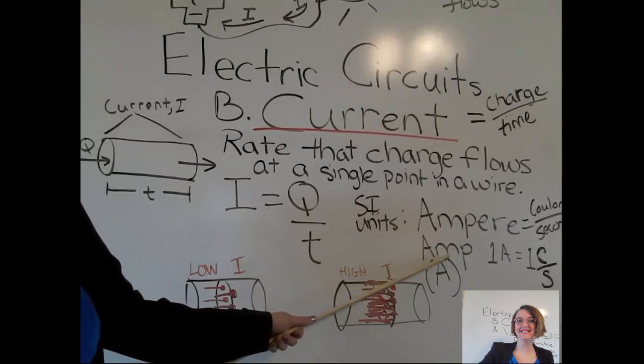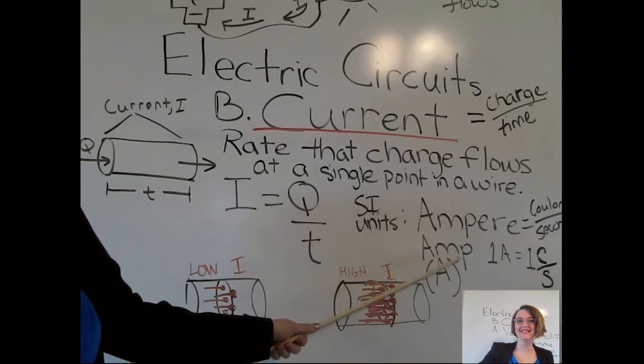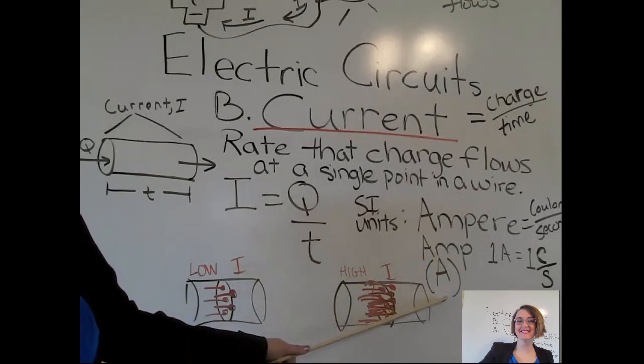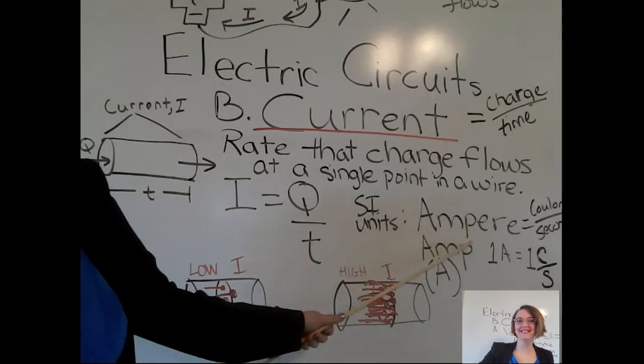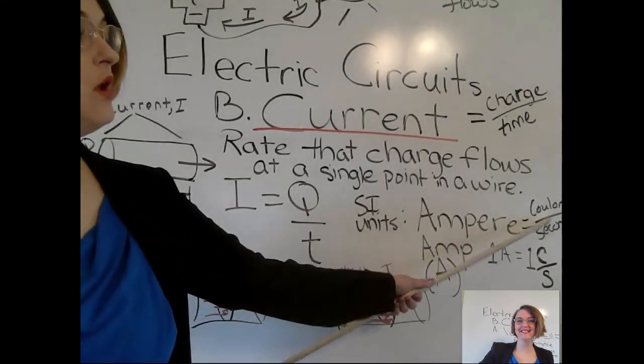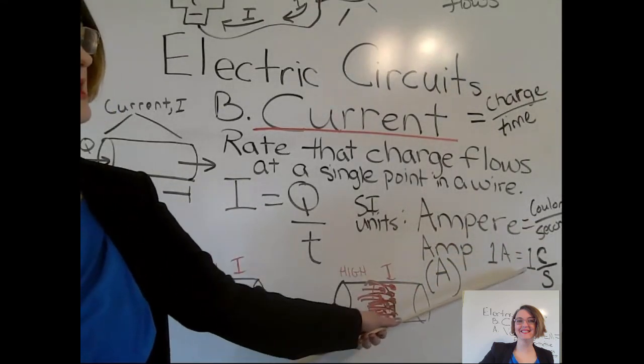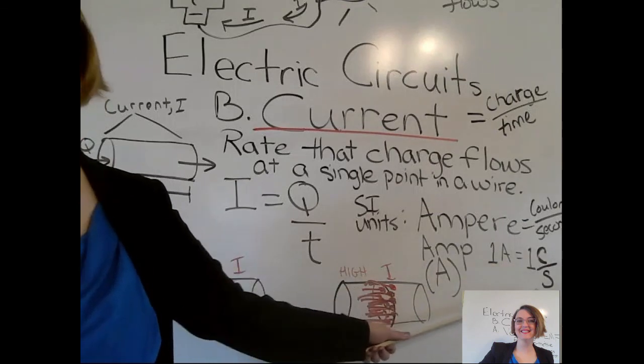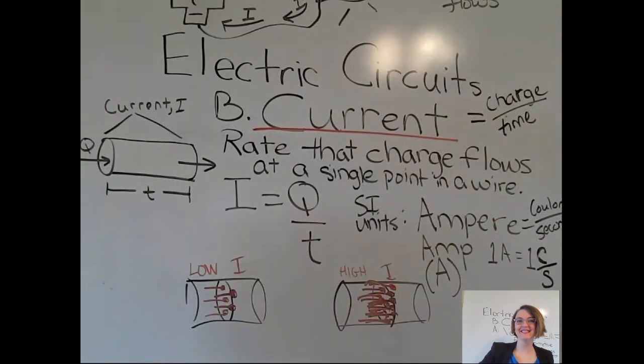You'll see it called the amp, and you'll see it abbreviated capital letter A. 1 ampere is equal to 1 coulomb per second. 1 amp equals 1 coulomb per second. Current is a rate quantity.